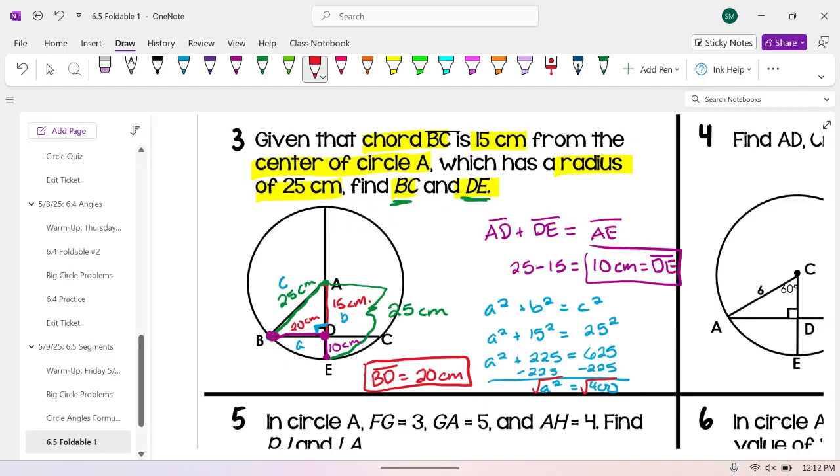So, again, for most chord problems, more often than not, you're going to end up using the Pythagorean theorem. You should be fairly decent at the Pythagorean theorem by now because you've been seeing it since Math 1.